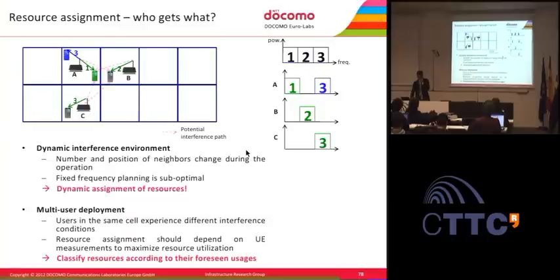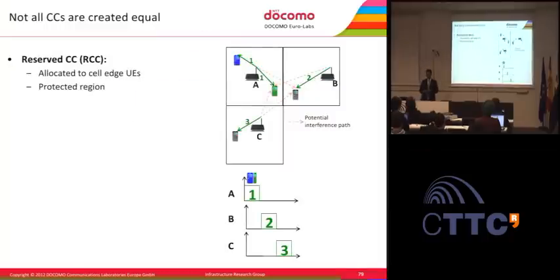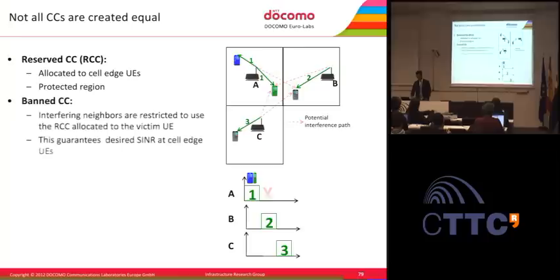So basically what we need to do is we need to be able to classify each component carrier based on what its use in the cell will be. So let me go into some more details. We have what we call a reserved component carrier. Reserved component carrier means that it's reserved for the use of a particular cell. And because it's reserved, it's used to serve the cell edge UEs which are the most vulnerable. Okay, so we have in cell A, component carrier 1 is reserved, and it serves both these UEs and in cell B we have 2, cell C we have 3.